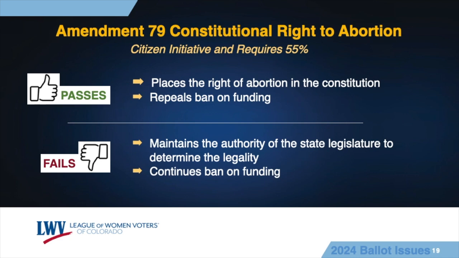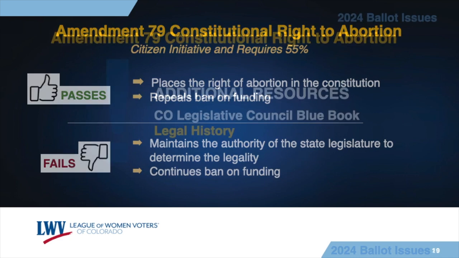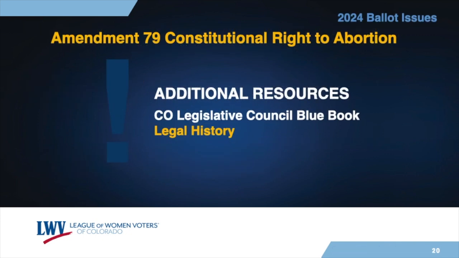The fiscal impact: at this time, no change in spending is estimated, as it will depend on future decisions by the state legislature and local governments. Additional resources for Amendment 79 can be found in the Blue Book. What is the legal history of abortion in Colorado and the United States? Find it here.